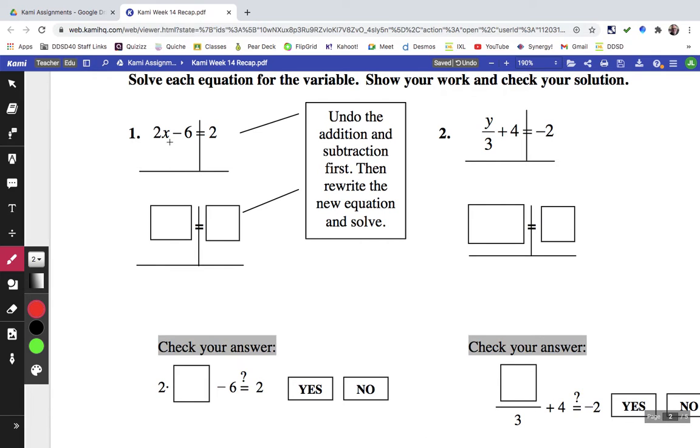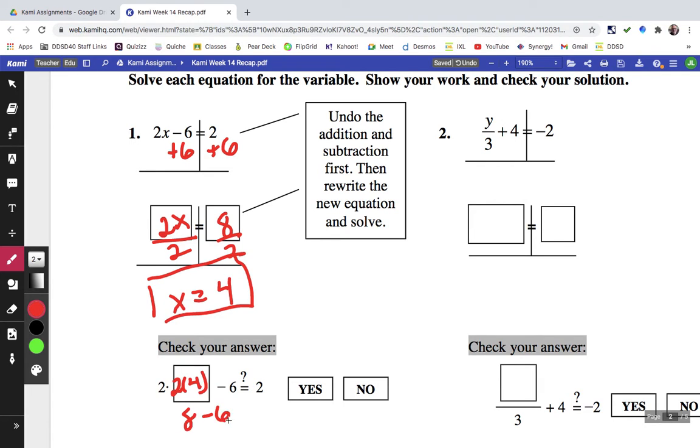So on problem number 1, we're going to add 6 to undo that subtracting 6. And then we're going to divide by 2. I think the biggest entry, if you're having trouble, is to be able to say out loud the steps. Add 6, divide by 2. So if you can do that, 2 times 4 is 8. 8 minus 6 is 2. So yes, we found the right one. If you can say subtract 4, multiply by 3, just practice saying that. And that is going to help.